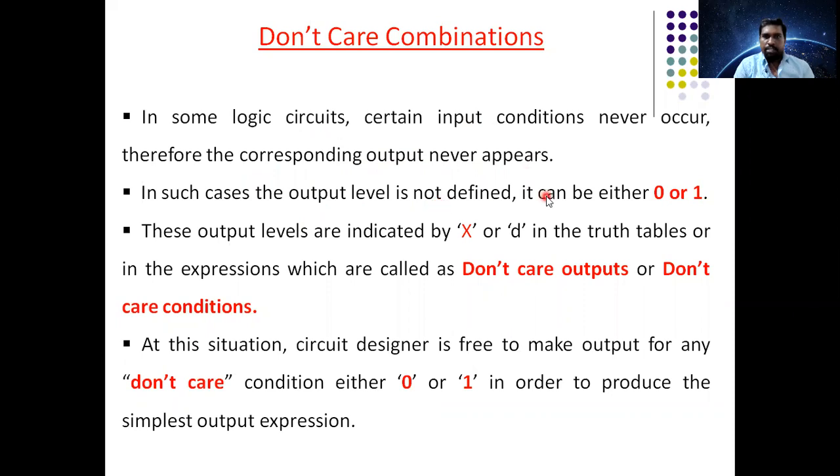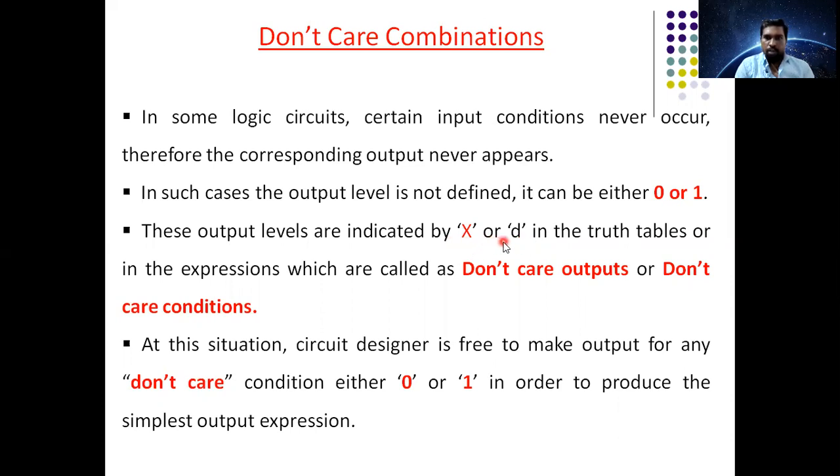In such conditions, the user has the freedom to replace either 0 or 1 according to his or her convenience. Wherever the input conditions are not defined, you have the freedom to select either 0 or 1 according to your convenience. Those output values are indicated with the capital letter X. Capital X is a don't care condition, or you can represent it with a small d. When writing manually you can write d, and when dealing with a K map you should keep it as X.